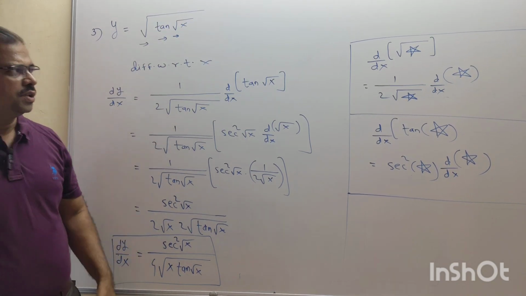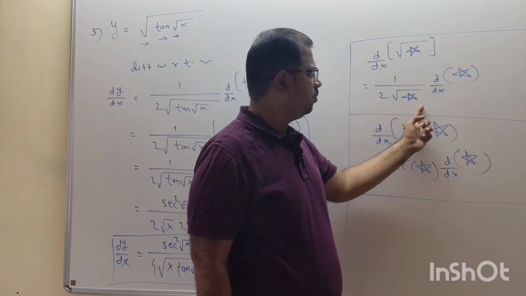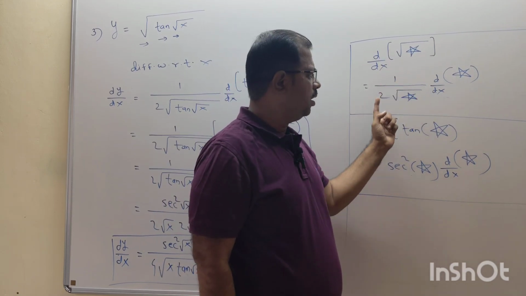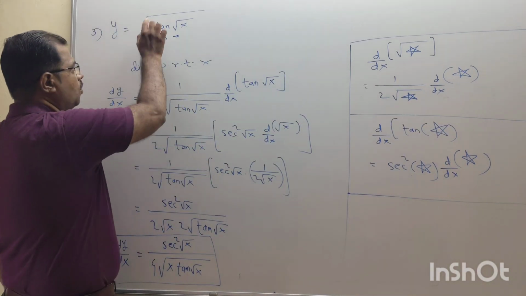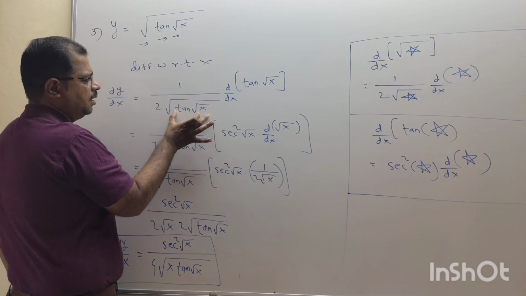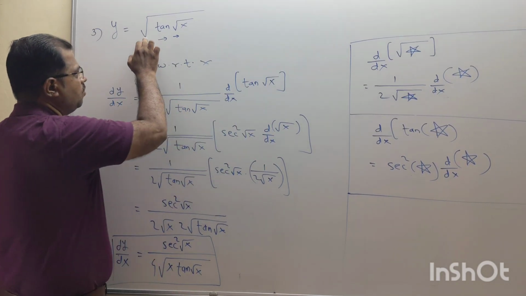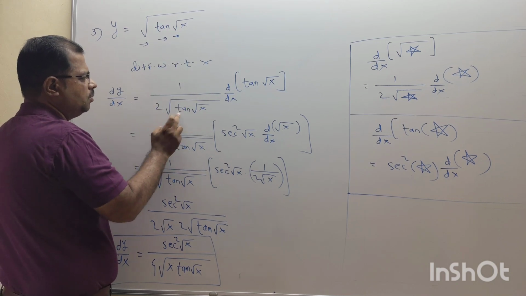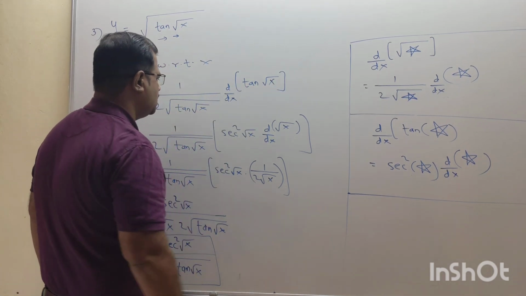Therefore root is the outer function. First consider only the outer function. The derivative of root x is 1 upon 2 root x; the derivative of root f(x) is 1 upon 2 root f(x) into the derivative of f(x) in the numerator. So the derivative of root of tan of root x is 1 upon 2 root of tan of root x, into the derivative of f(x), that is tan of root x, in the numerator.